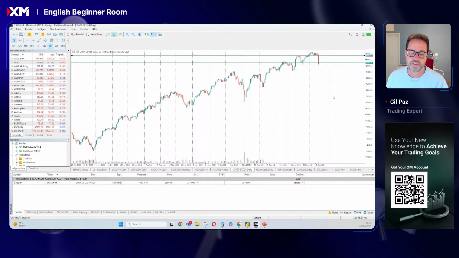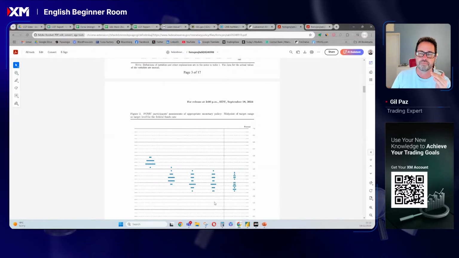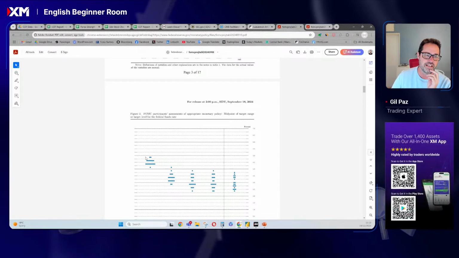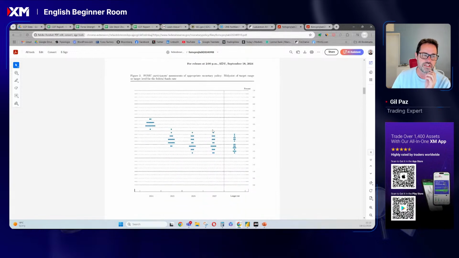So the decision happened yesterday, and let's look first at what was in September. I go to this chart here. This is the most important chart, because in the end, the market expected that the Fed is cutting interest rates, and they cut interest rates. So no surprise, and the market shouldn't move. The market only moves if there is a surprise. Okay, what was the surprise?